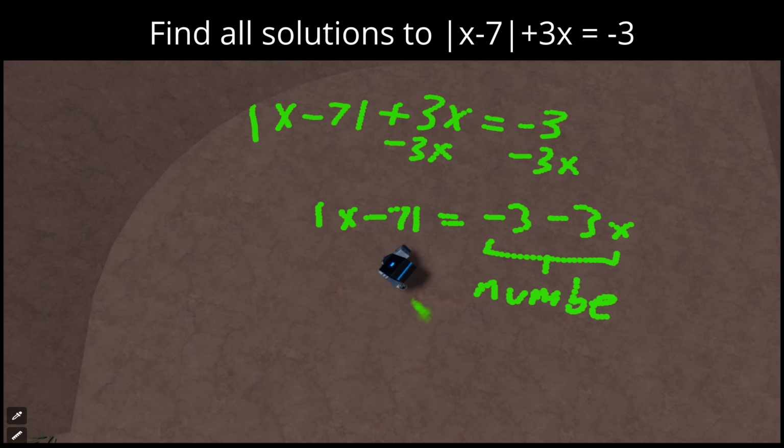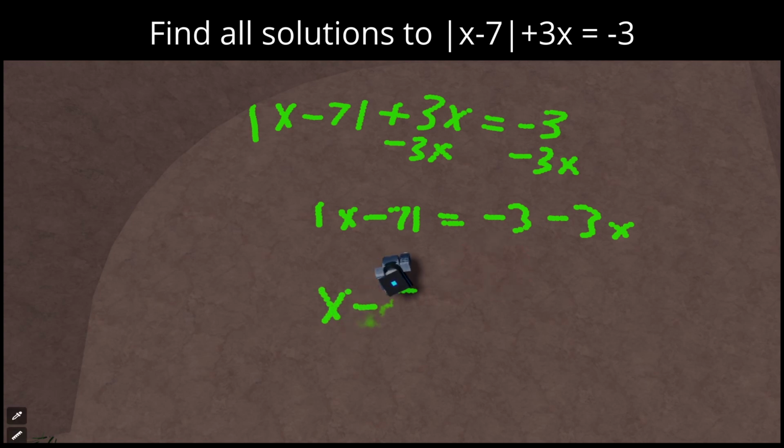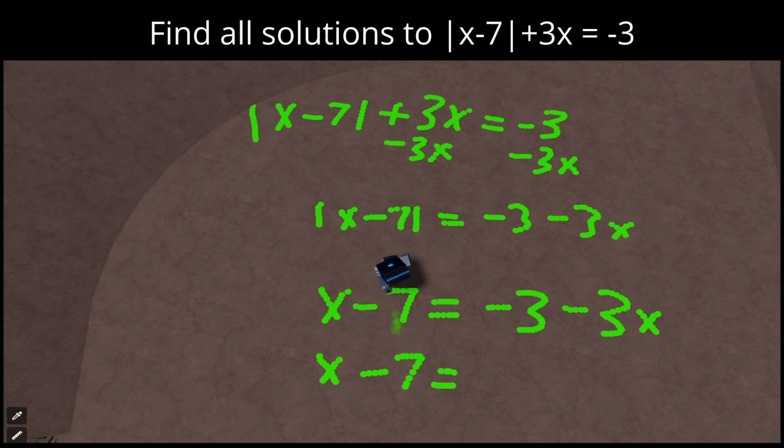So what I can do is set it equal to the positive version of this or the negative version of that. In other words, I'm going to set up two equations. Let's say x minus 7 is equal to the positive version of that, which means I just keep it as it is. Or I can make the whole thing negative, and that'll give me a new equation. So I'll have x minus 7 is equal to minus 3 minus 3x. And these are two separate equations that we can use to solve for x, and then check the solutions at the end.